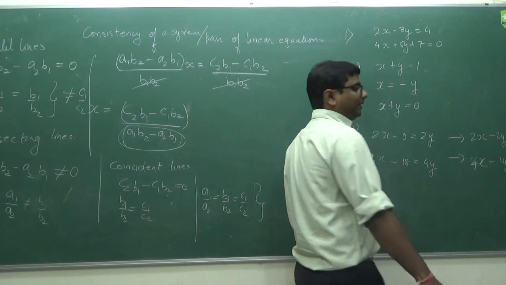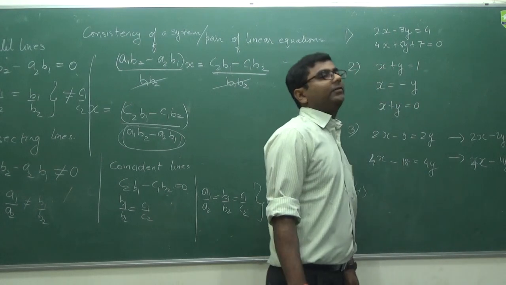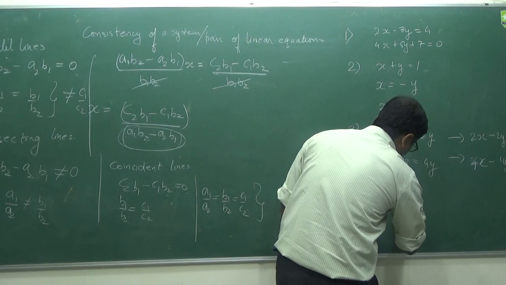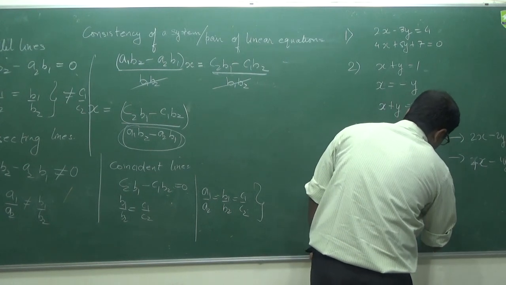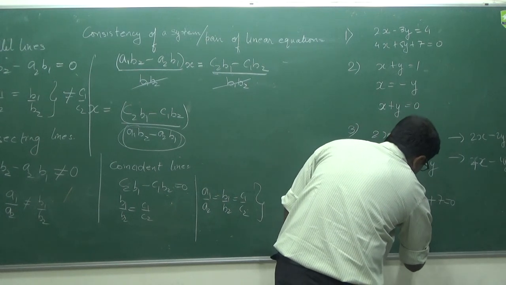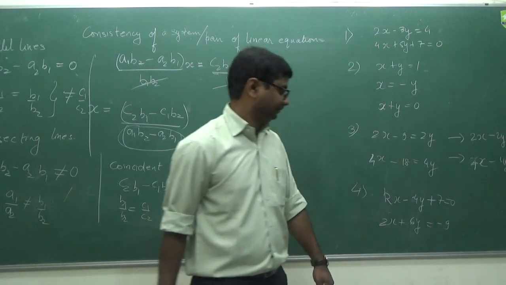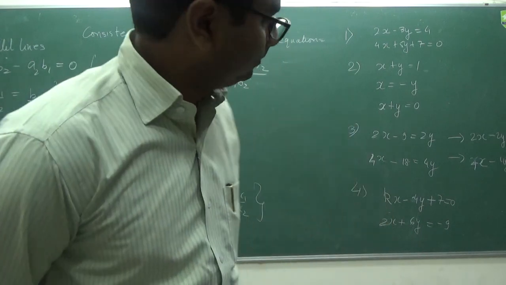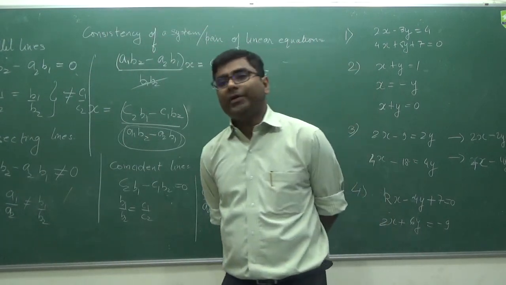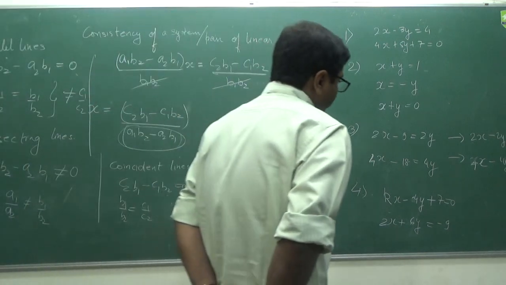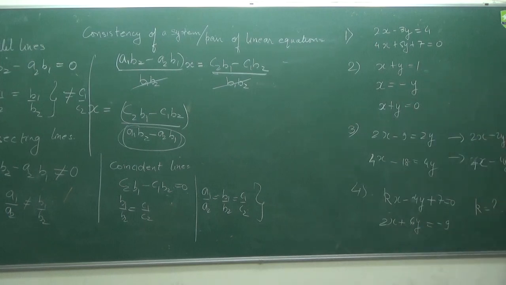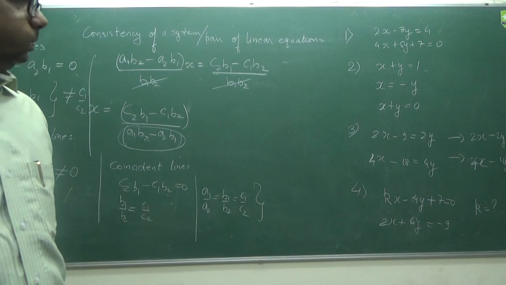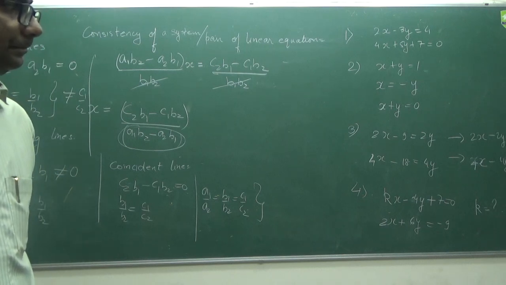Find the value of k if the pair of equations kx minus 4y plus 7 equals 0 and 2x minus 6 plus 6y equals minus 9 are parallel. Find the value of k if these two lines are parallel. So minus 4 by 3. Yeah, so it's minus 4 by 3.